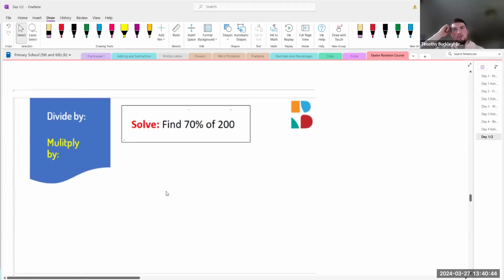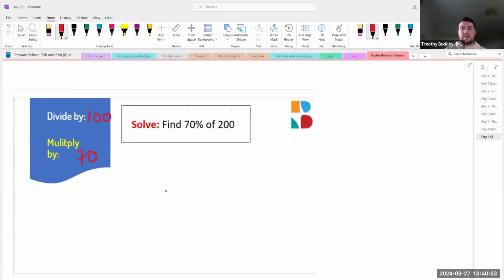70% of 200. So again, you're going to divide by 100 once again. I'll write the instructions in the top left. And then you're going to multiply it by 70 this time.